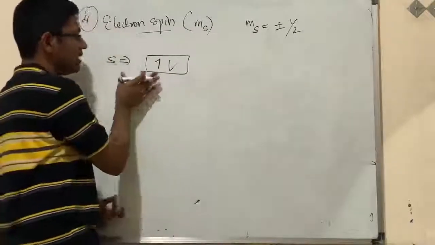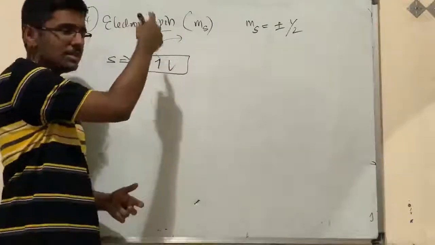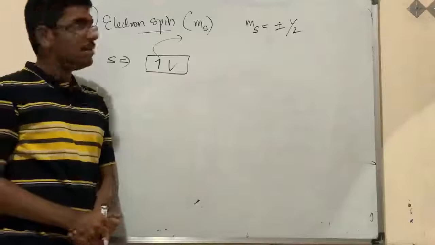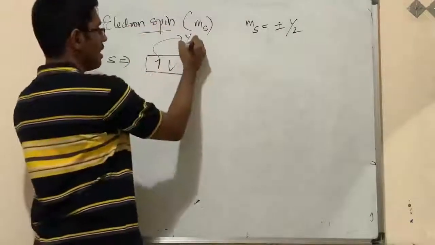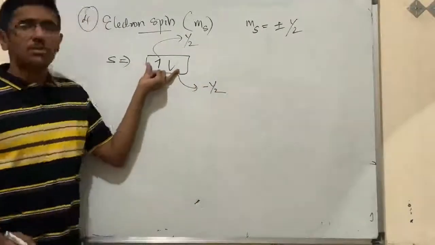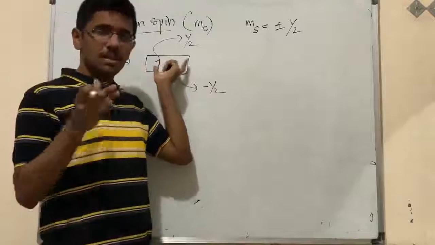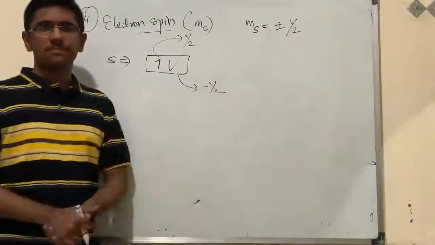This happens simultaneously in a given subshell. So the first electron, moving clockwise, has a spin of plus half, and the second electron, moving anti-clockwise, has a spin of minus half. As only two electrons can be accommodated in the particular subshell, there are only two values.